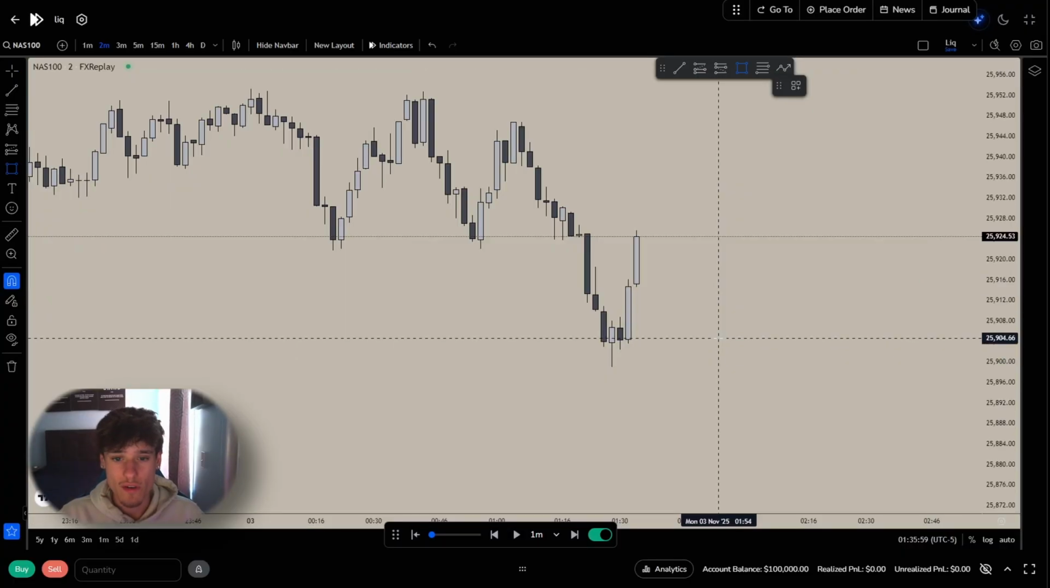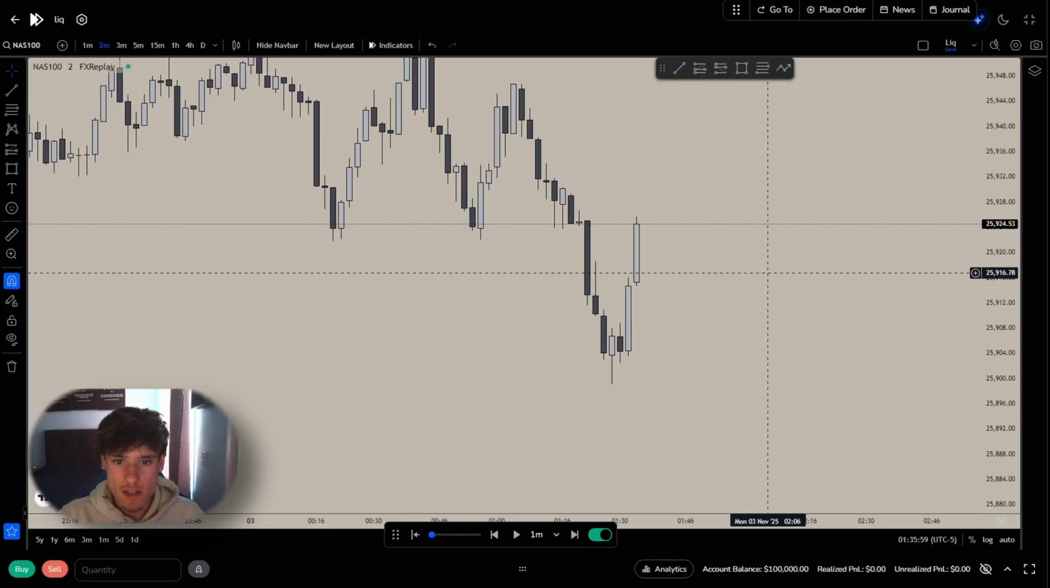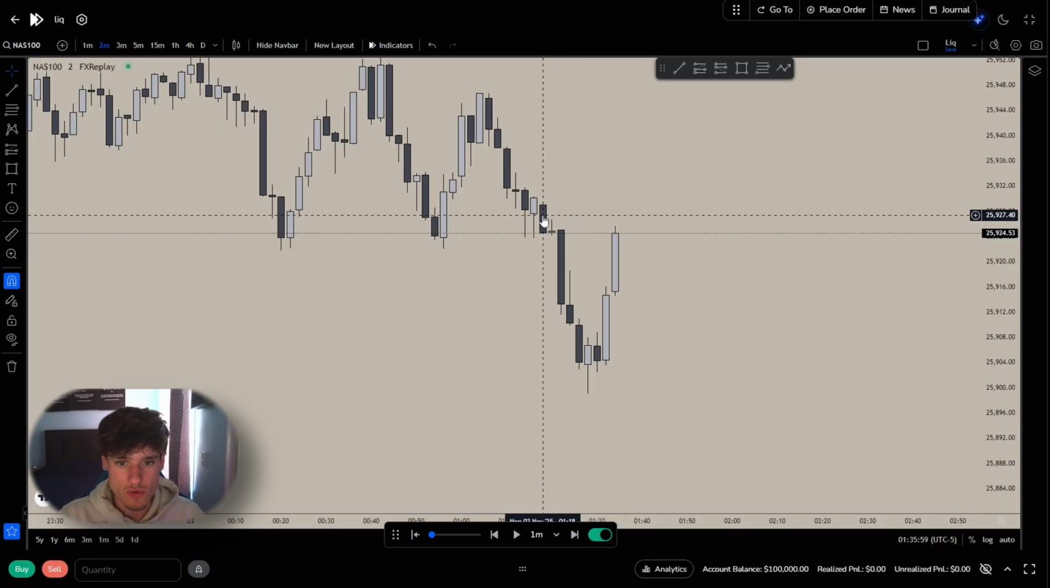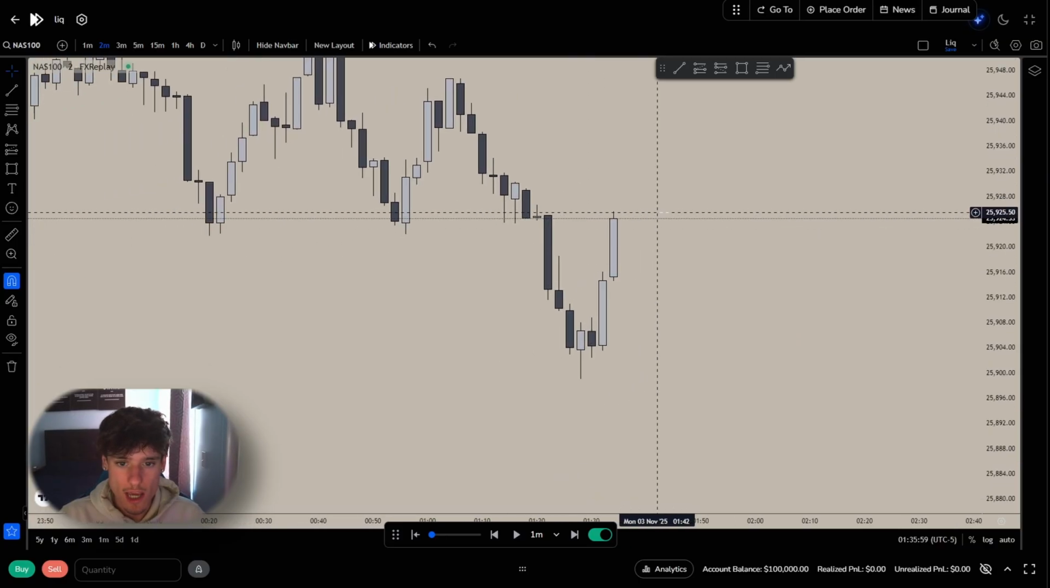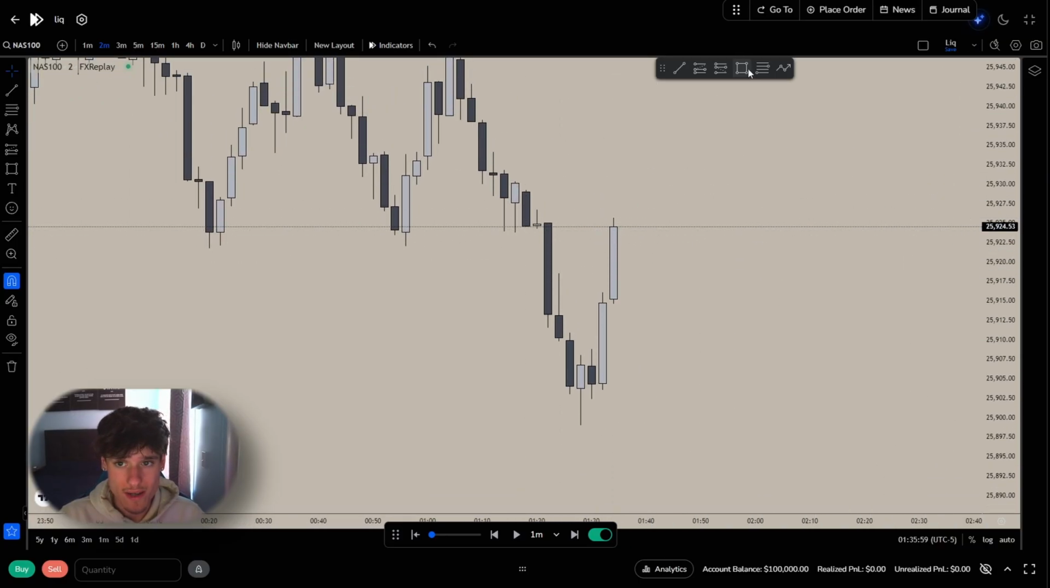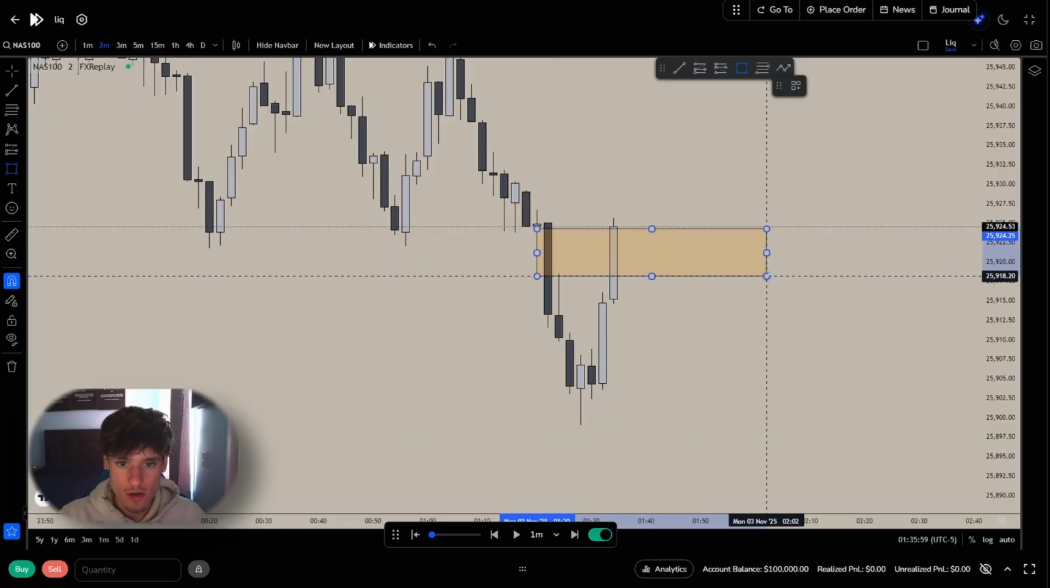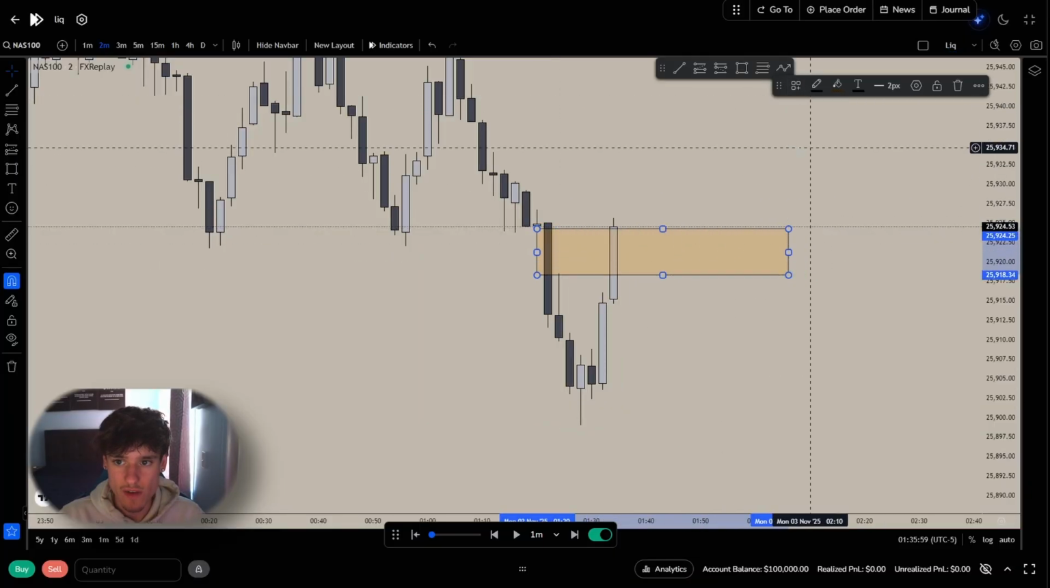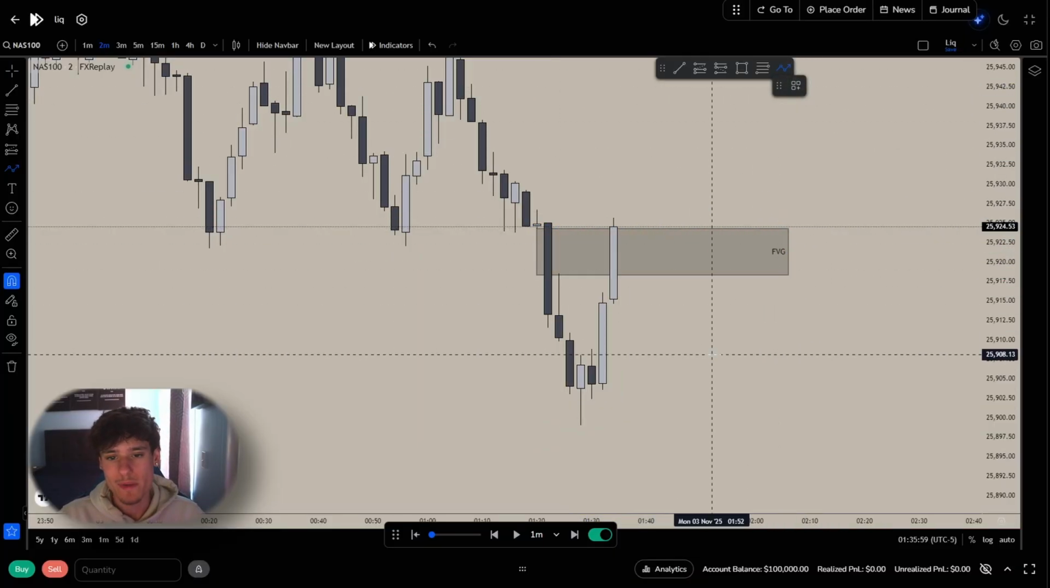So starting off, fair value gaps. Fair value gaps always happen between 3 candles. So we have 1, 2, 3, and we always mark them out between the wicks of the candle. So for example, right here, this is a fair value gap. Now what do you want to happen inside of a fair value gap?